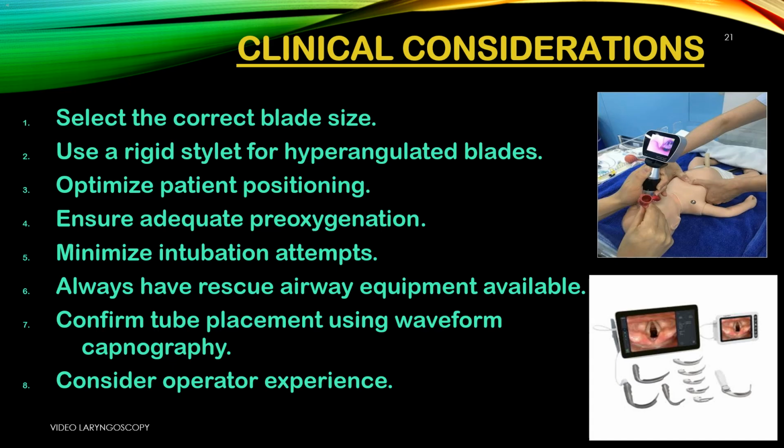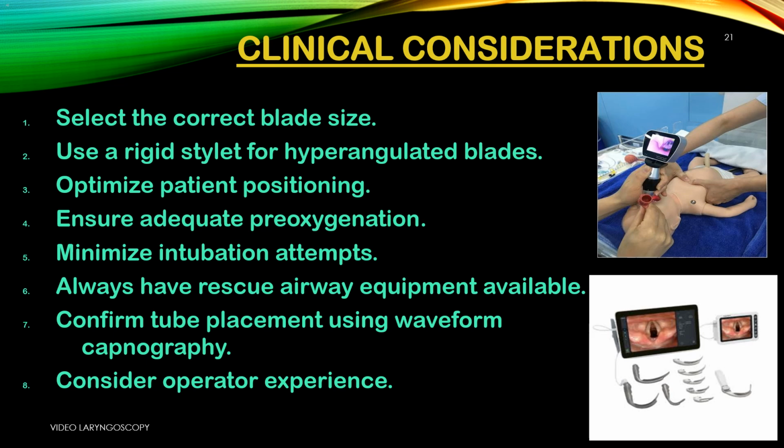Clinical considerations. 1. Select the correct blade size. Too big or too small makes visualization hard. Match the blade to patient age and mouth opening. 2. Use a rigid stylet for hyperangulated blades. The sharp curve needs a shaped stylet to guide the tube. A floppy tube won't follow the view.